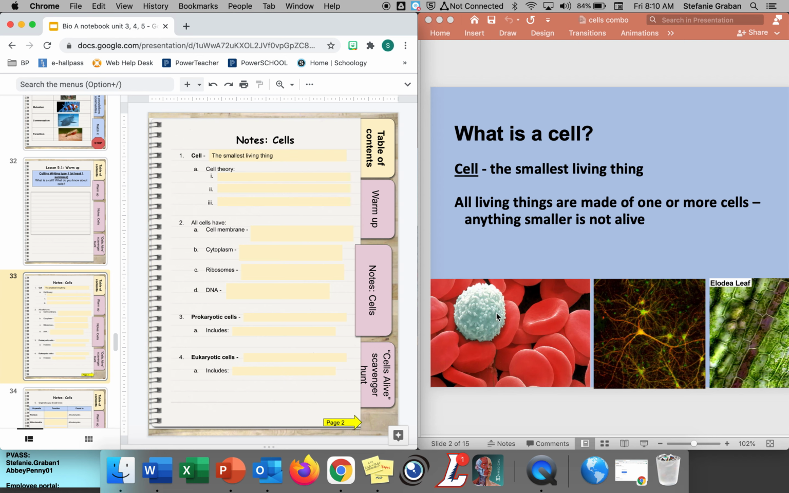Here we have some red blood cells and white blood cells. This is what nerve cells look like. And here's some plant cells.